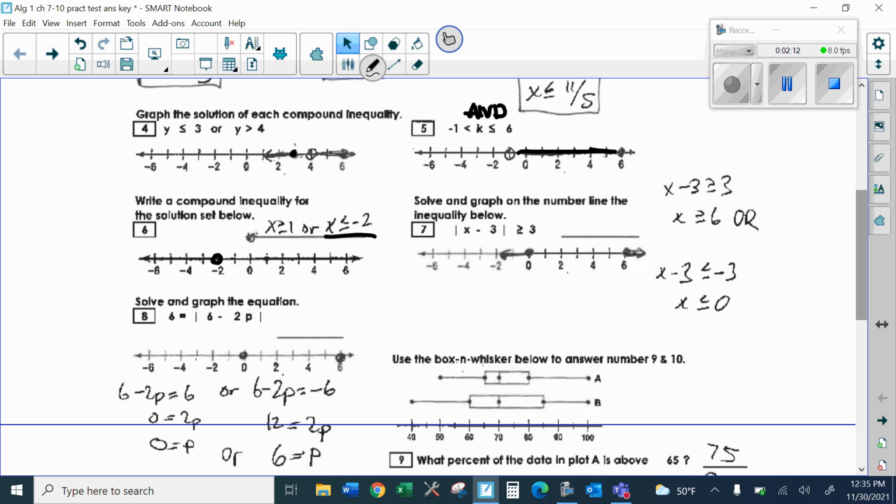If I was to split those up into two individual ones, it'd be k is greater than -1 and k is less than or equal to 6. When it goes in opposite directions, it's always an or. And so the other one we have is at 1. It's a solid circle. x is greater than or equal to 1.